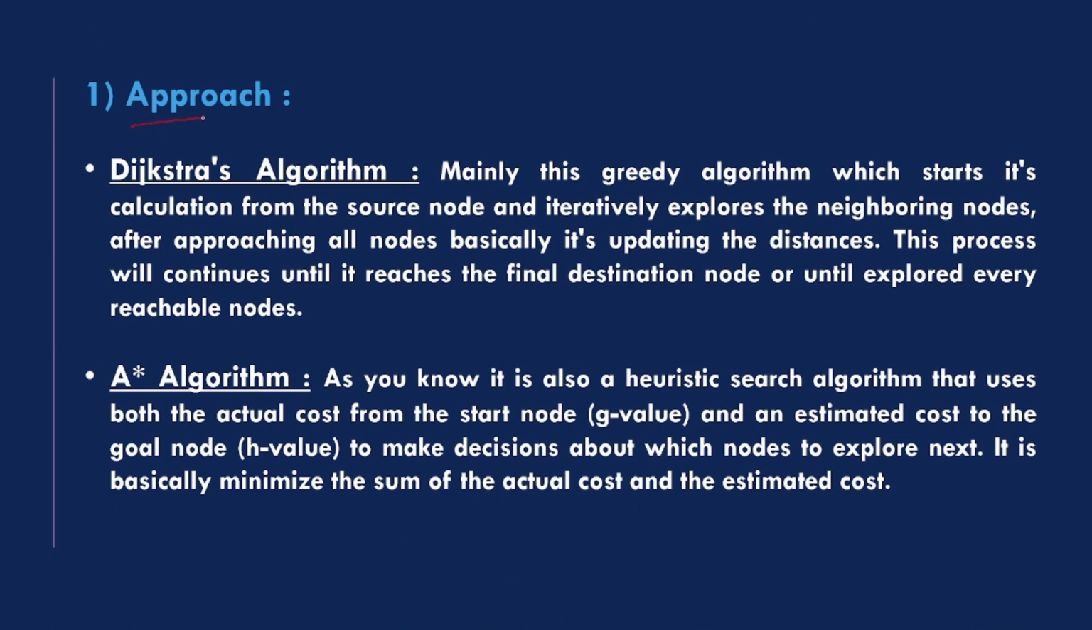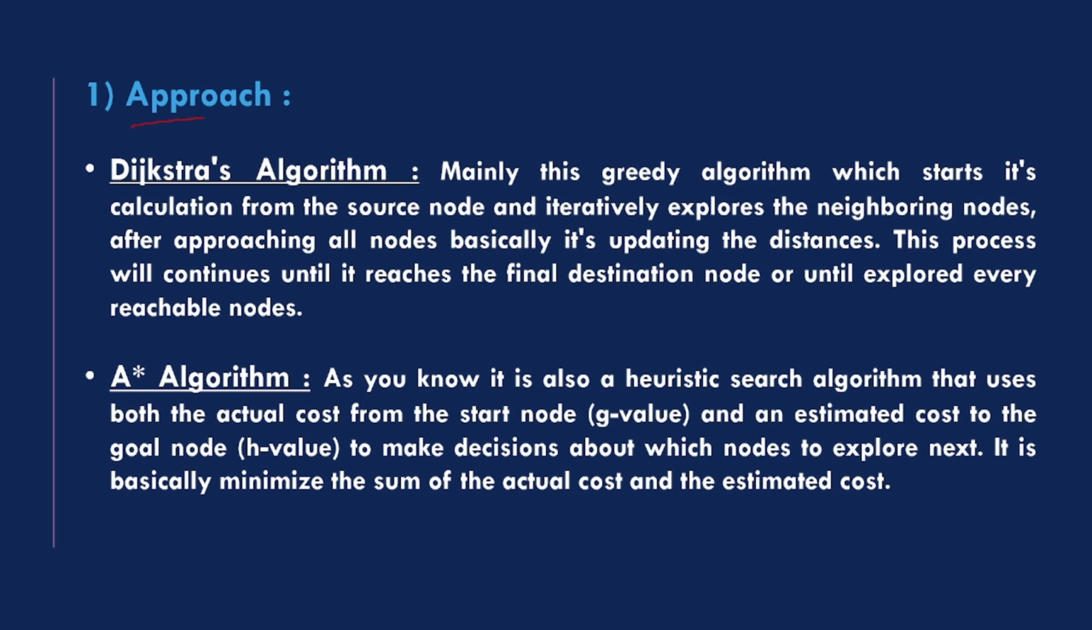In Dijkstra's algorithm, which is mainly a greedy algorithm, the calculation starts from the source node and iteratively explores the neighboring nodes. After approaching all the nodes, it updates the distance. This process continues until it reaches the final destination node or until it has explored every reachable node. As you know, you have both of the steps involved in Dijkstra's algorithm.